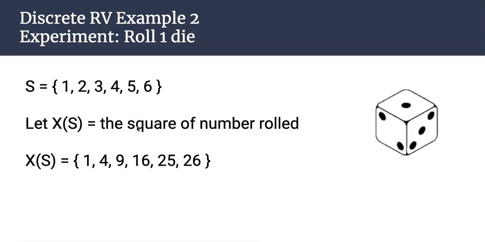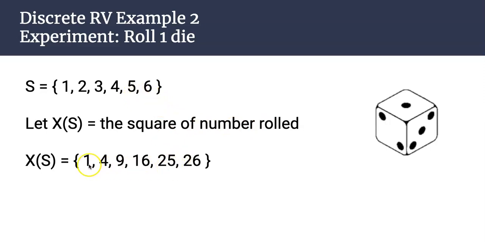I think I have about 4 examples in total in this slide. All right, experiment. Let's roll a die, a single die. If you roll a die, the sample space is going to be either 1, 2, 3, 4, 5, or 6. But let's do something fun. Let's make our random variable the square of the number rolled. Say that you rolled 5. You're going to square 5. So if you get 5, the outcome will be 25.